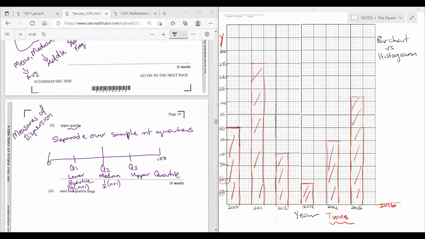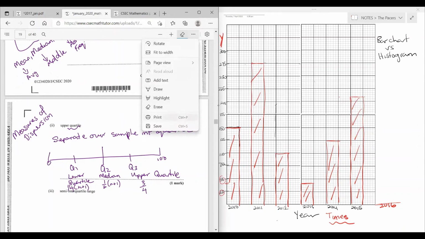2 quarters. So that's a half. Nobody writes 2/4, we just write a half, but we know it's the same thing. So what will be the next one? 3 quarters, 3/4. So you forgot a half is 2/4? I don't need to write 2/4 because I know it's a half. So the formula is a quarter by n plus 1, a half by n plus 1, and 3/4 by n plus 1. That's how we work out our lower, median, and upper quartile.